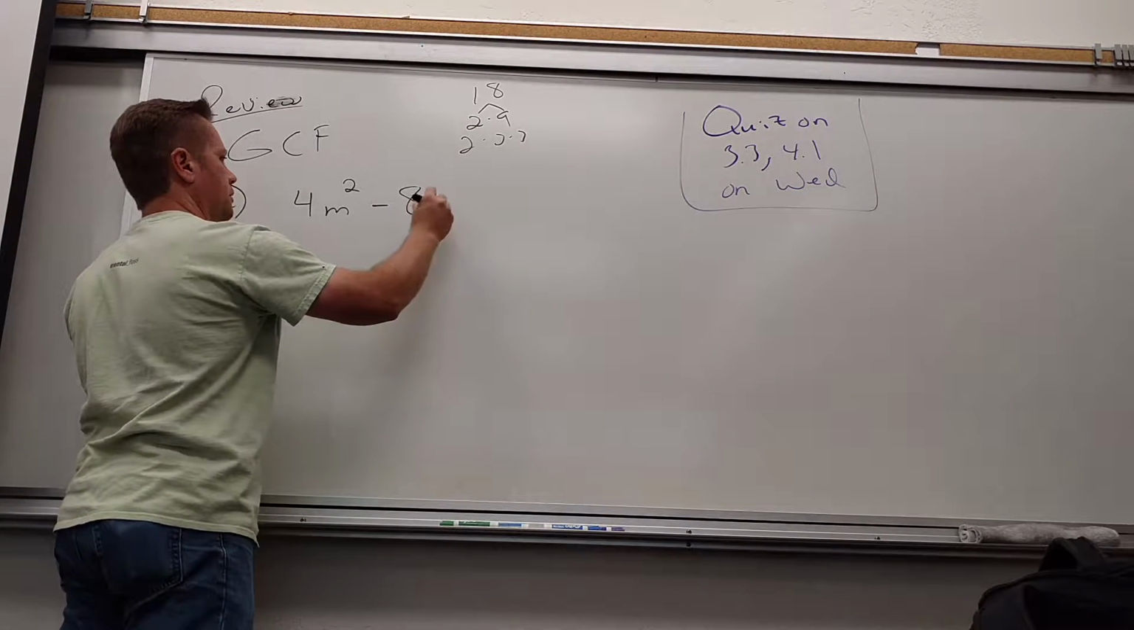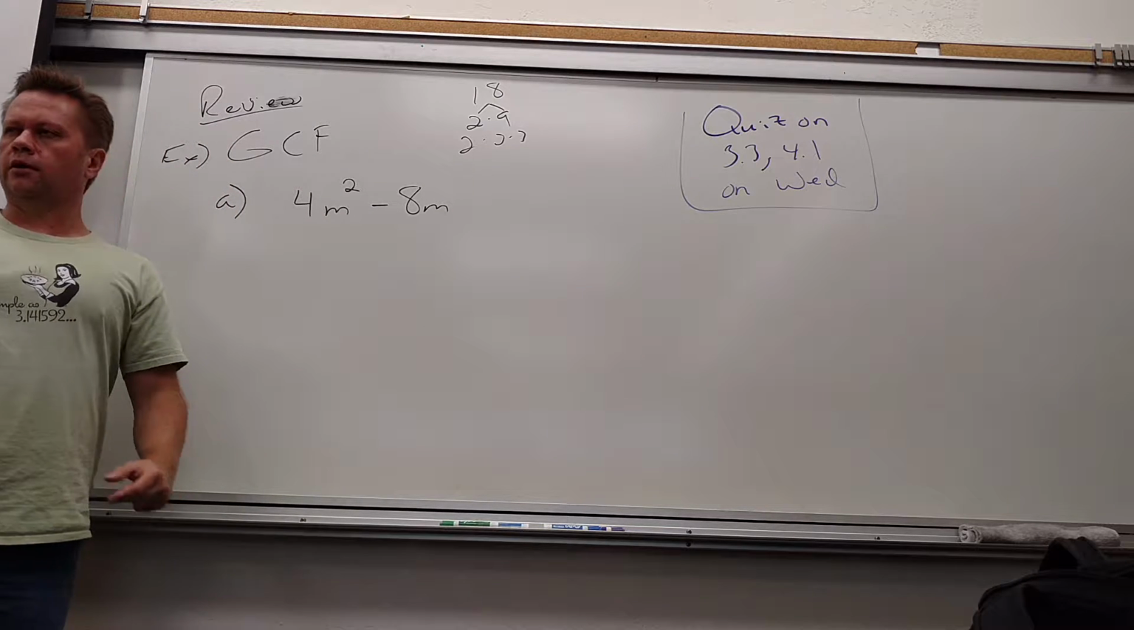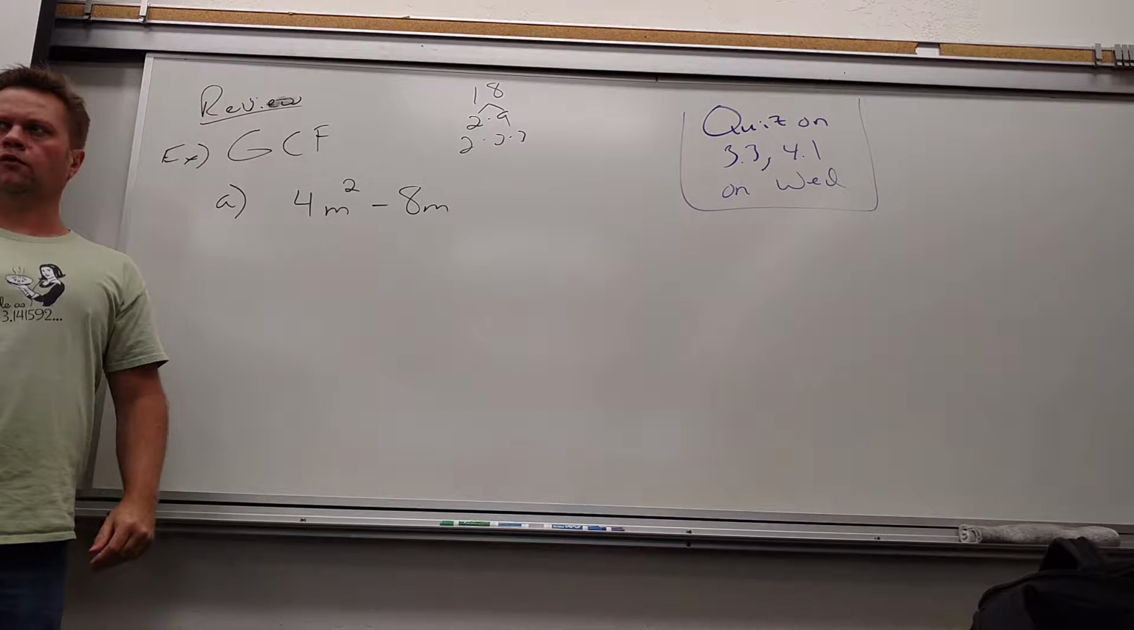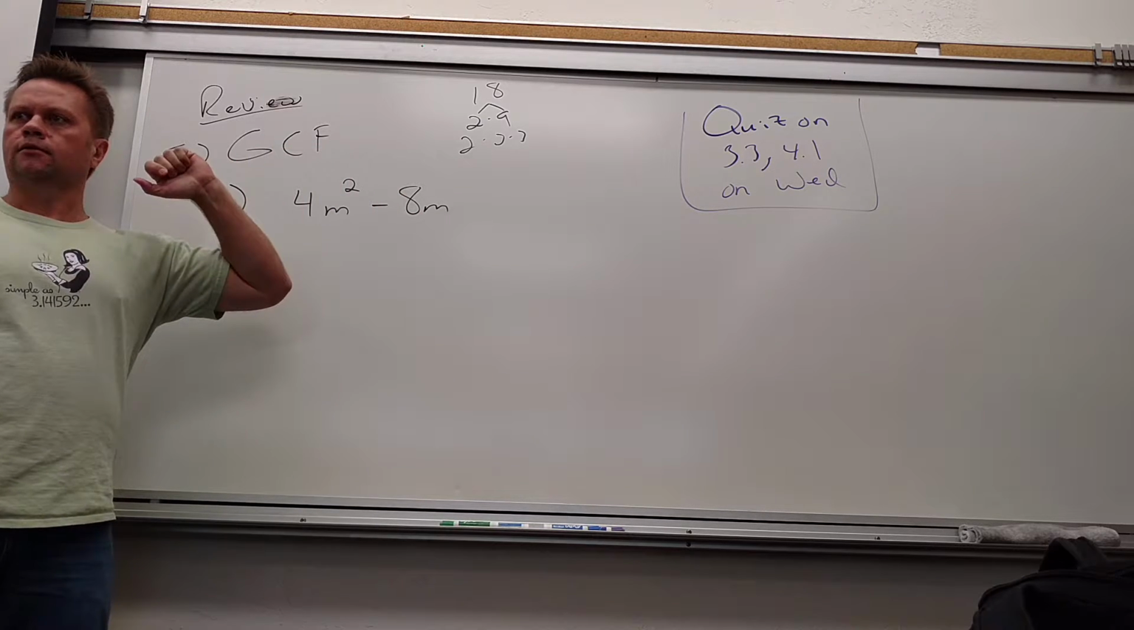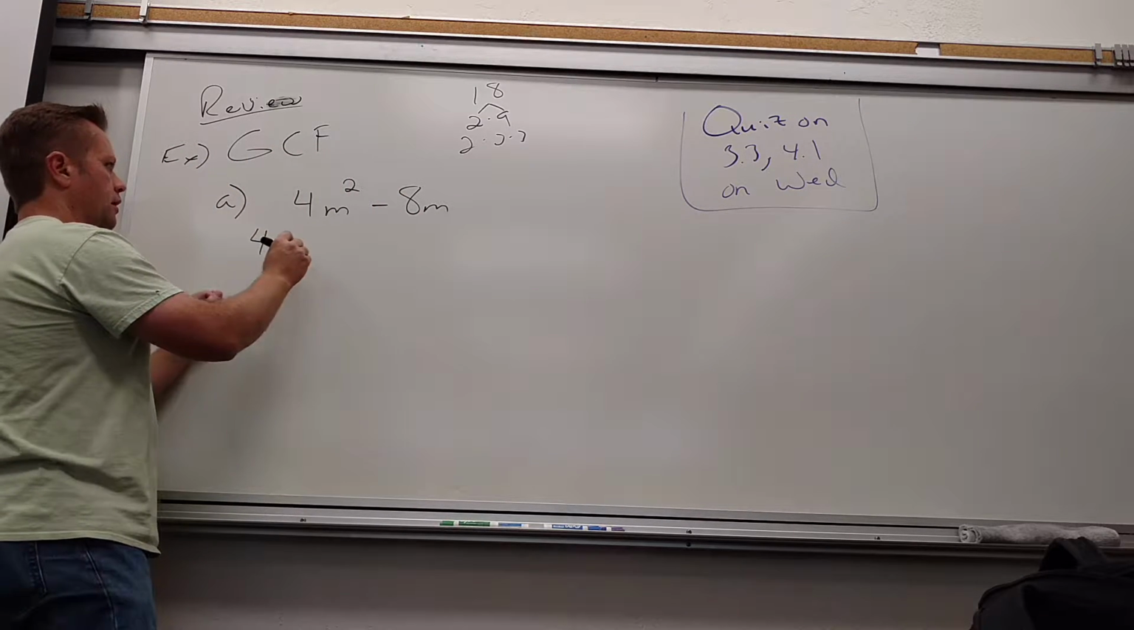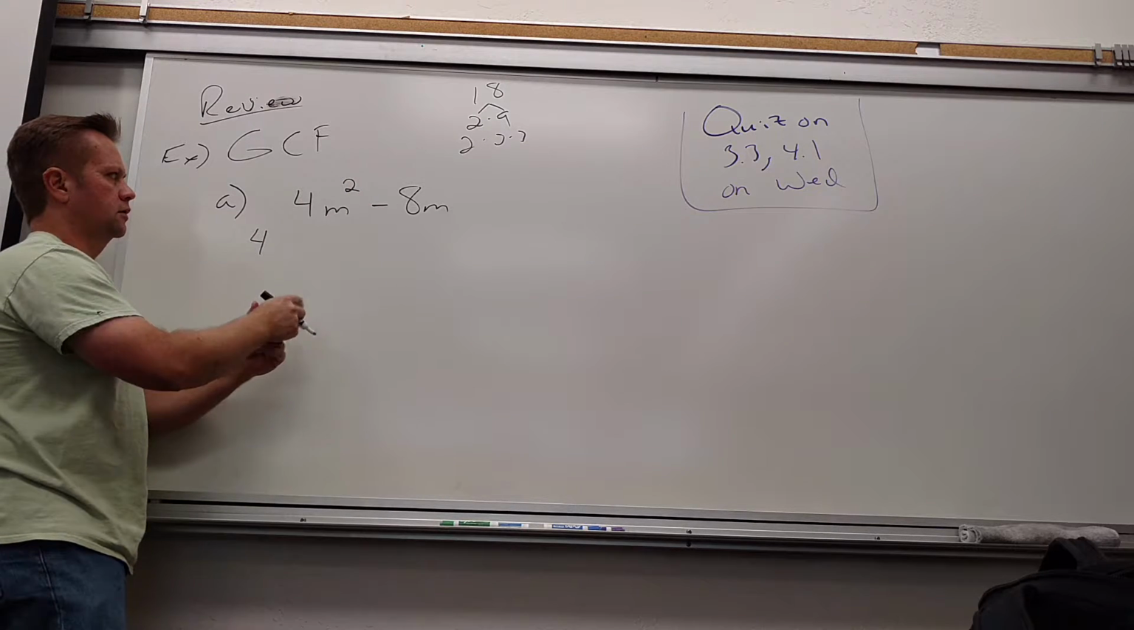So I had 4m squared minus 8m. What number can come out? 4. And the way you think about it is, what's the biggest number that both of these have in it? 4. And then what letter can come out, or how many letters? 1m. Yeah, 1m.